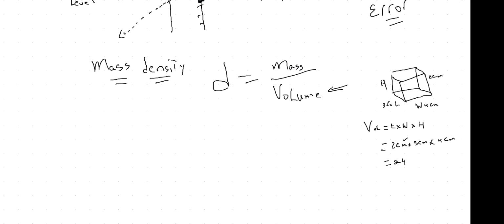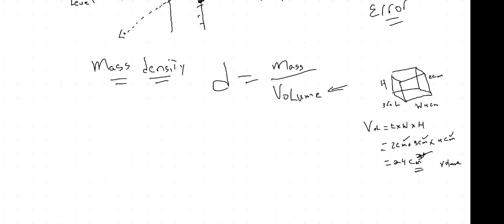Centimeters times centimeters times centimeters is centimeters cubed. So this cubed lets you know that you have a volume. A length to the 3rd power is a volume. But not everything is a cube, so we've got to figure out how to measure the volume. We'll do that in a second.